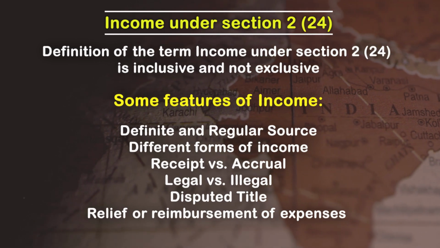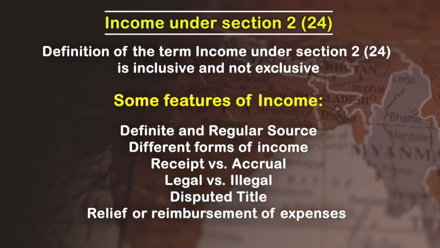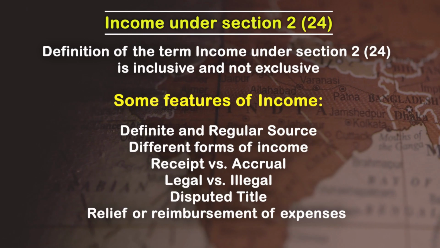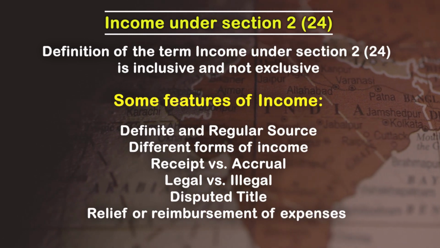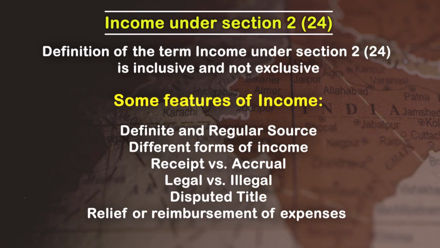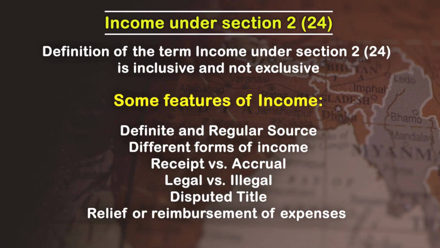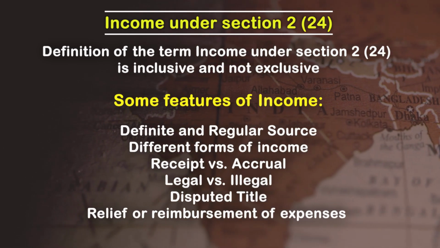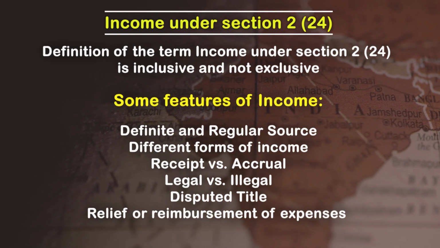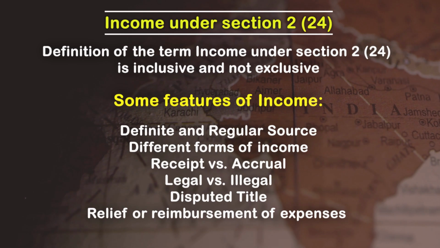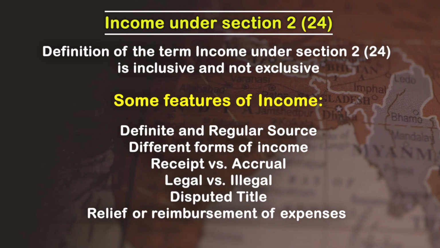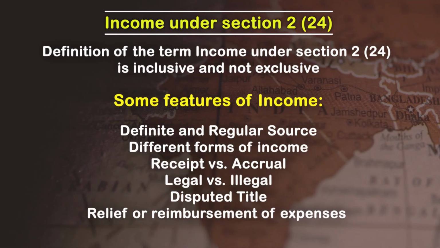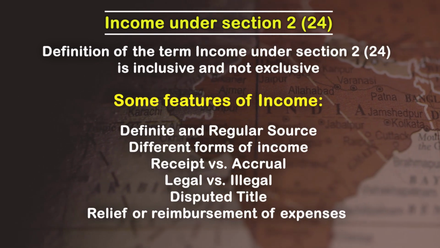There is an interesting concept: legal versus illegal income. The Income Tax Act does not bother about whether the income is legal or illegal. An illegal income is also subject to income tax. Regarding the legality or illegality, other acts are there where that particular person will be prosecuted, but income tax is charged on the illegal income also. In case of disputed title, again the income tax is not bothered about who is the legal owner of that particular title. Income tax will be charged on the person who is the recipient of the income at the moment.